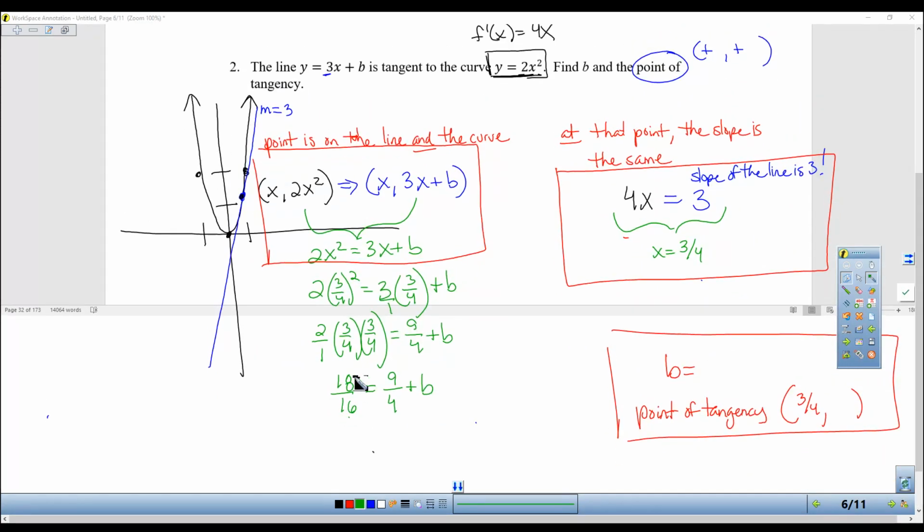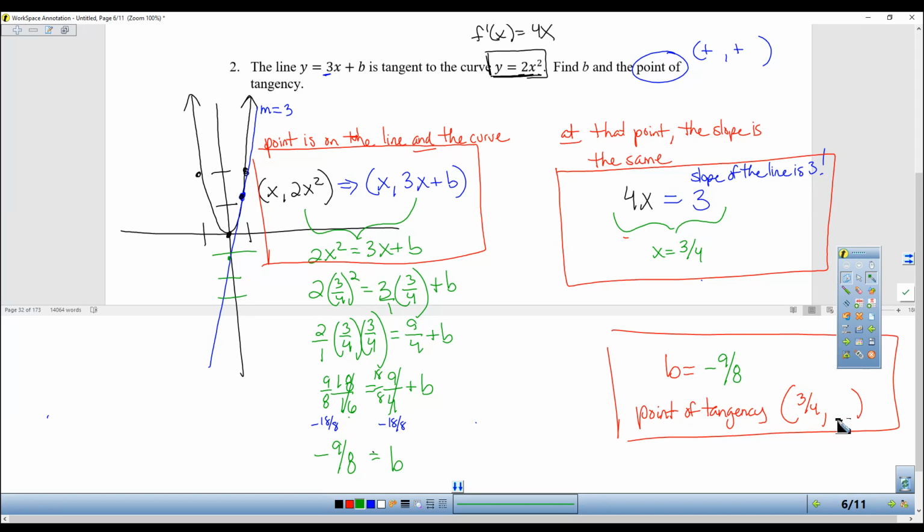So I'm going to reduce this to 9/8. And this one, to make it into eighths, I'm going to make it 18/8. So when I subtract 18/8 from both sides, I get b is equal to -9/8. And that makes sense. It is pretty close, right? 1 and maybe just a little bit. I did this graph better.